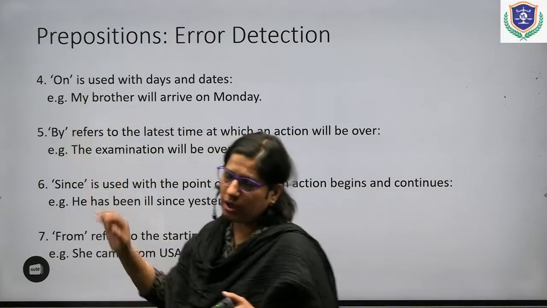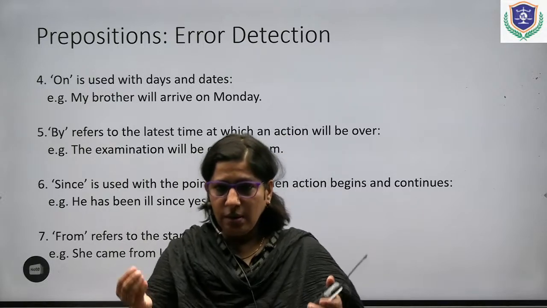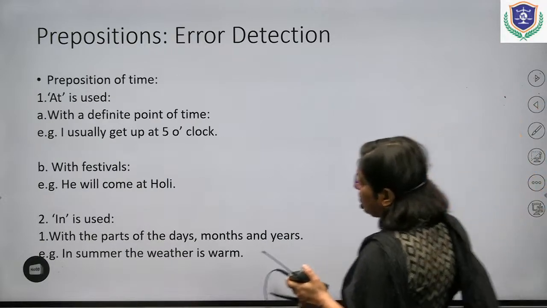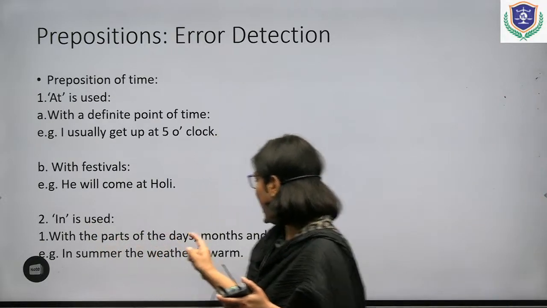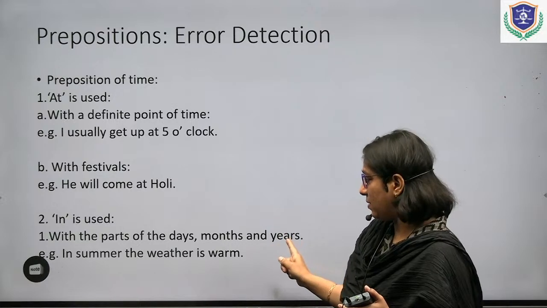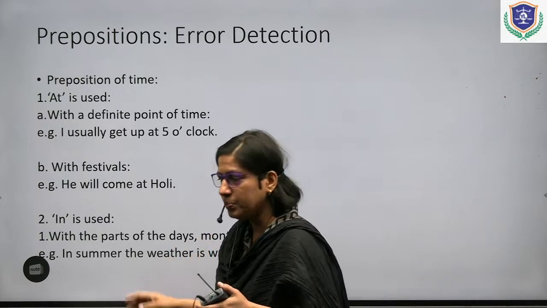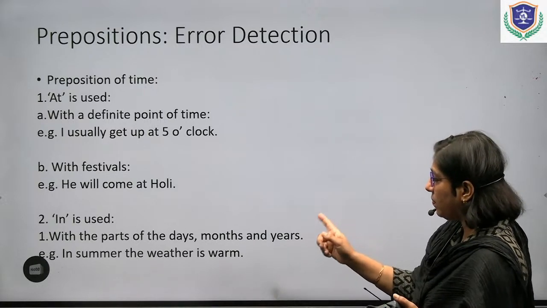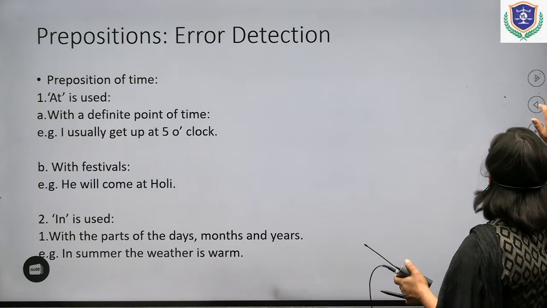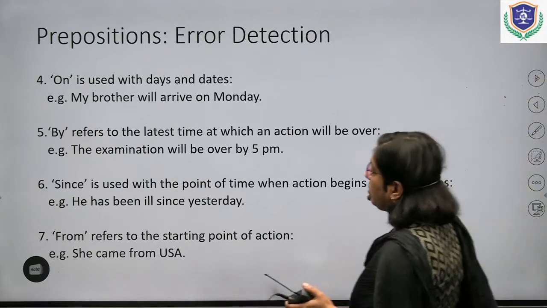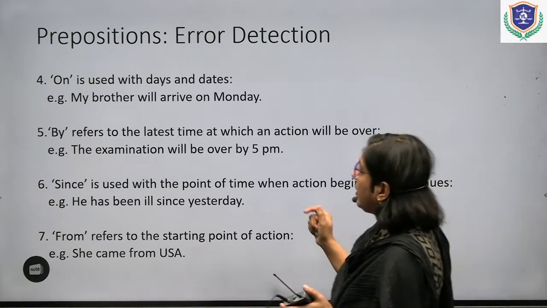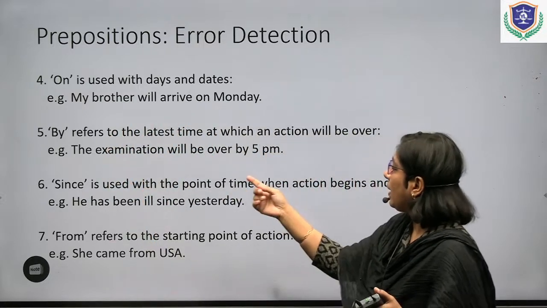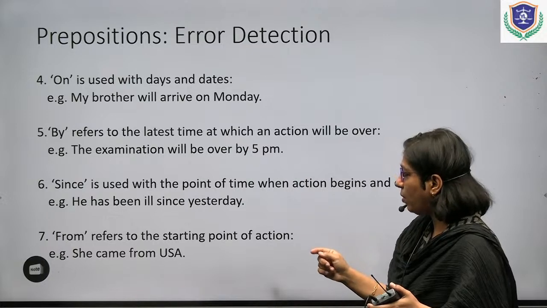Then look at this one. "In" is used with parts of days, months and years. In summer the weather is warm. But when we are talking about a particular day, "my brother will arrive on Monday", when we are talking about a fixed day. Now this "by" I have already talked about.